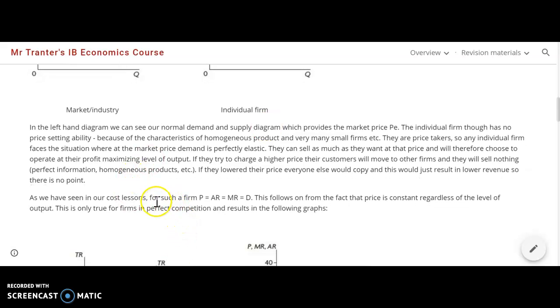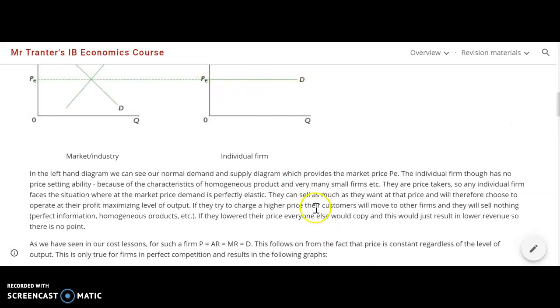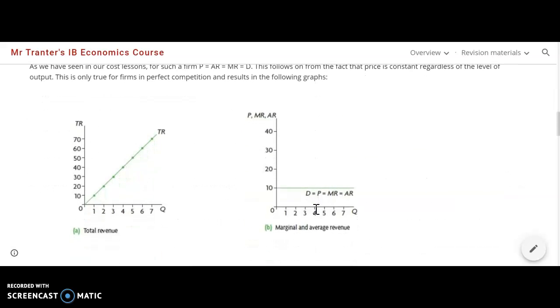Okay, so we know, because of what we looked at when we looked at revenue, when a firm is a price taker, when they have no impact on the price, their average revenue is equal to their marginal revenue, which is equal to the demand curve, which is just equal to price. So this whole thing here. So this is the diagram we looked at when we looked at total revenue. When you have no power over price, you can just keep charging the same price for however many units you sell. So your total revenue just goes up in a straight line.